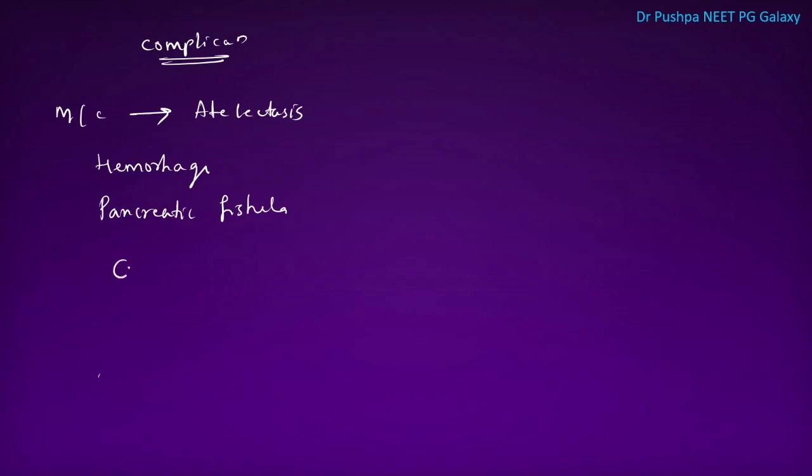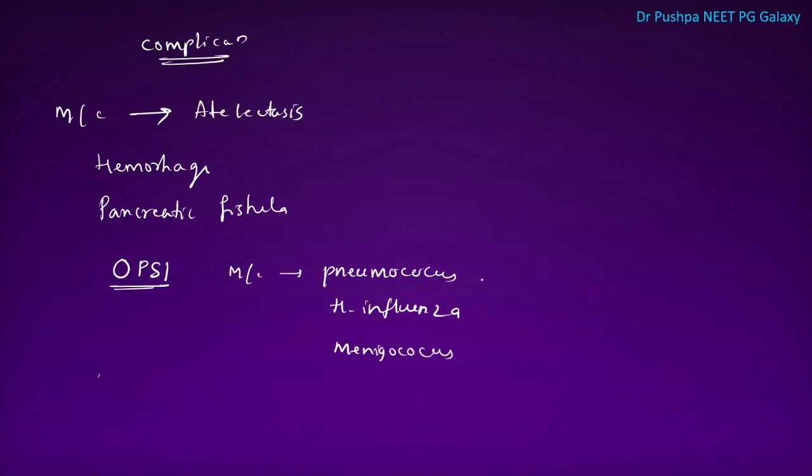There is something called as OPSI, opportunistic post splenectomy infection. What are the commonly involved organisms? Pneumococcus, Haemophilus influenzae, meningococcus. These are the organisms involved in the OPSI. These are the encapsulated organisms. Most commonly it affects children rather than adults. And this opportunistic infection usually occurs within first 2 years of splenectomy. It has high mortality rate.